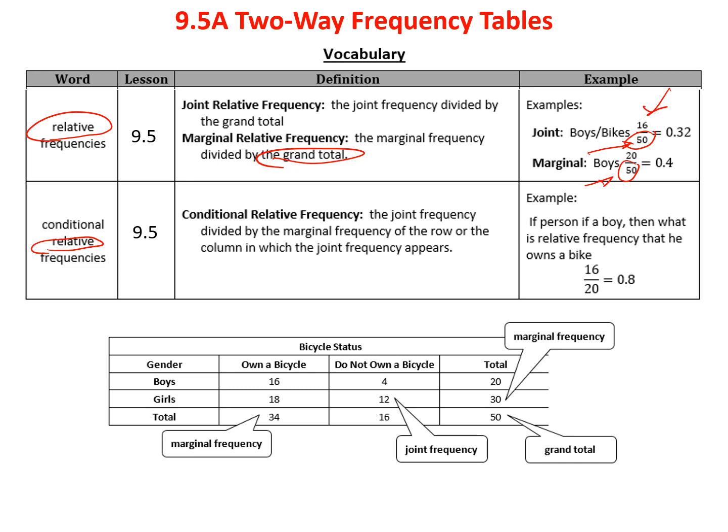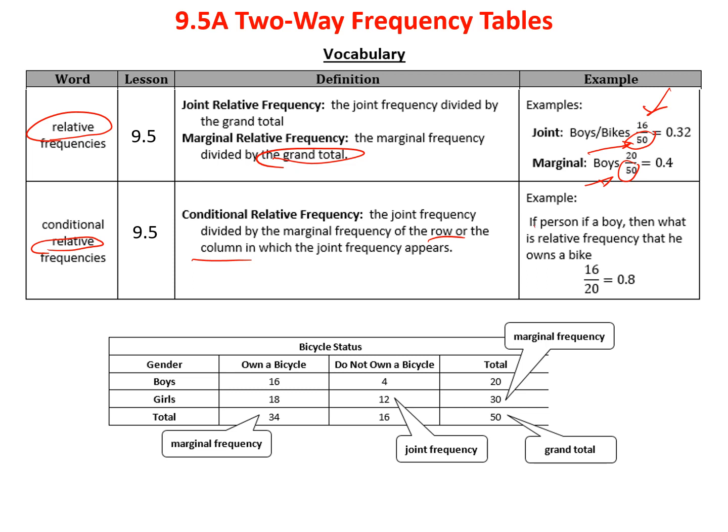That's my relative frequency. Relative frequency is always going to be a fraction. You see, I'm comparing the frequency to the grand total. Now, the last one we're going to look at later on, a little more tricky, is conditional relative frequency. This occurs when I'm just looking at one row or one column. In other words, if a person is a boy, what's the relative frequency they own a bike?